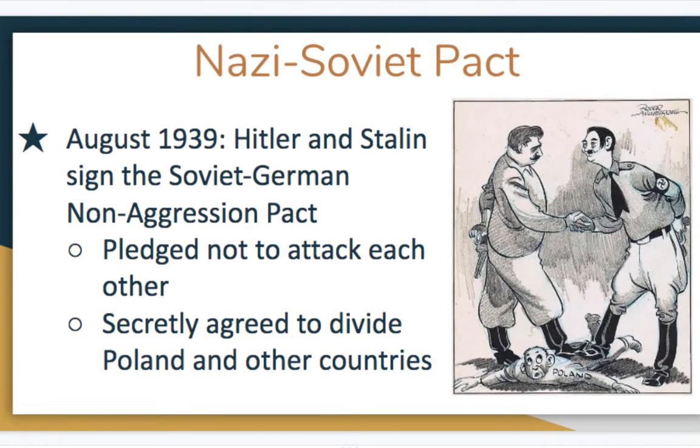Besides that, the Nazis are going to have a Nazi-Soviet pact in 1939 where Hitler and Stalin are going to sign the Soviet-German pact. It's going to be a non-aggression pact. They pledged not to attack each other, and secretly they wanted to divide other countries in Europe to grow their own empire. But the problem, of course, is that both of them were gigantic liars, so it makes it very difficult to see who to trust with each other.